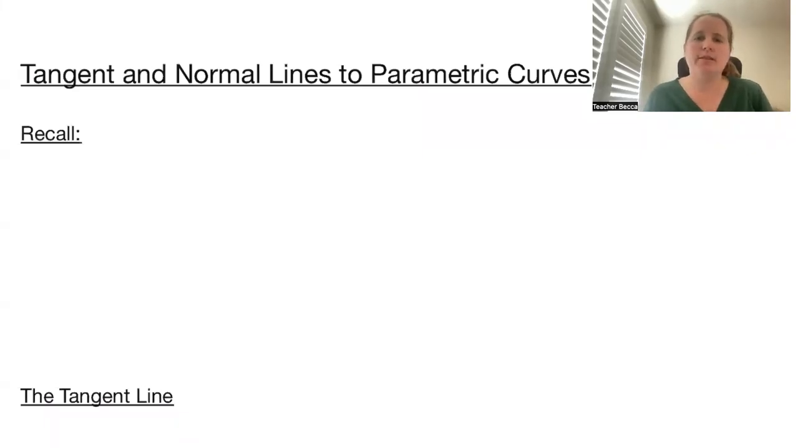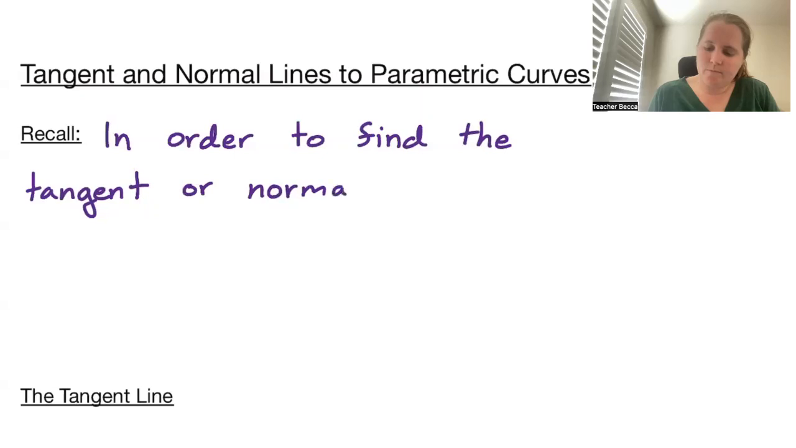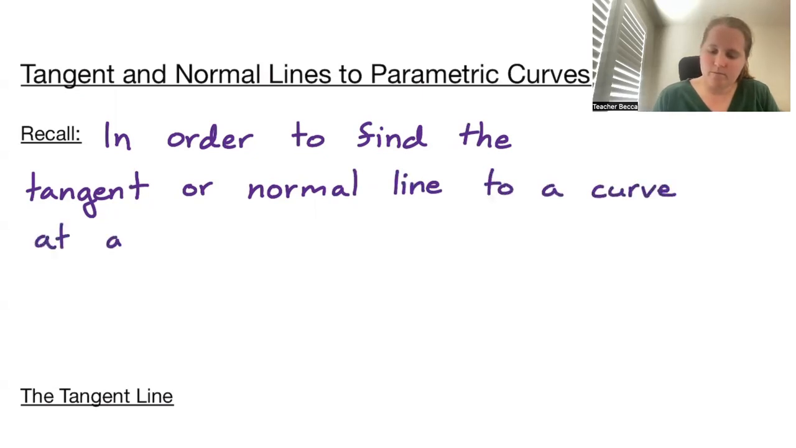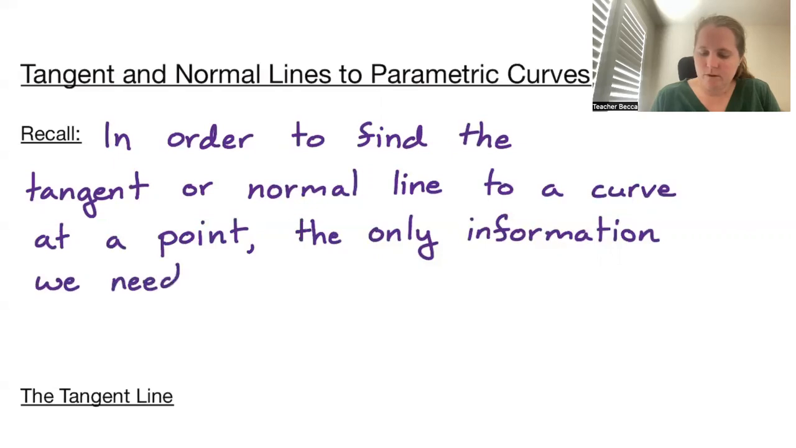Welcome to tangent and normal lines to parametric curves. So recall, in order to find a tangent line or a normal line to a curve at a point, the only information we need are dy dx and the point.